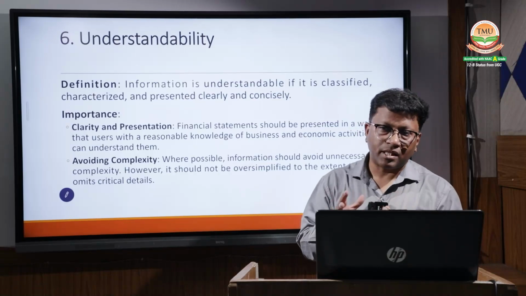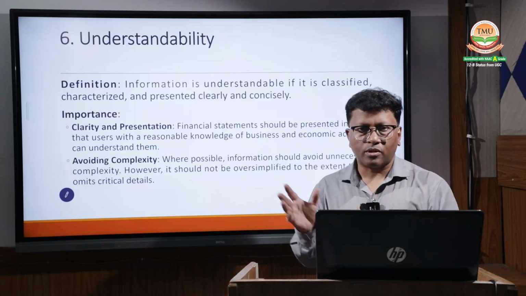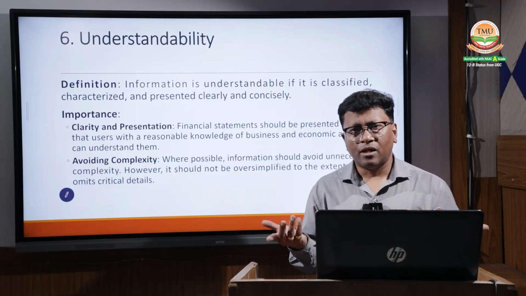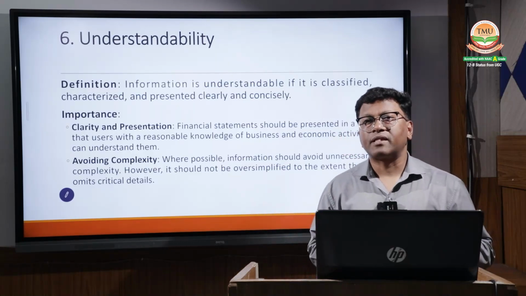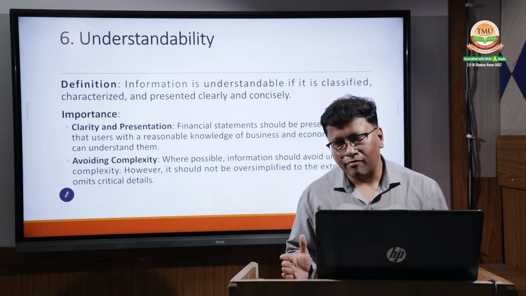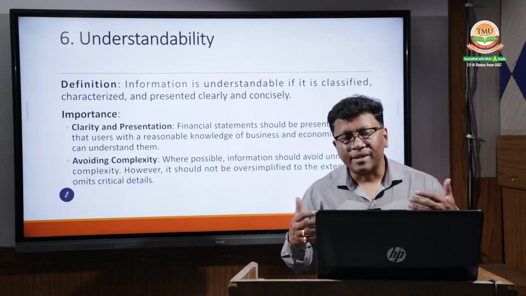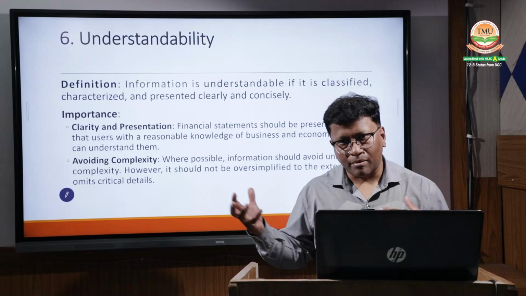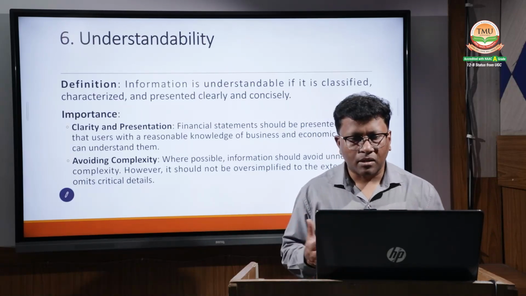Someone is seeking information from the accounting system, but when he or she goes through it, they find difficulty in understanding what exactly the books are saying, right? So information is understandable if it is classified, right? In this order we maintain the ledgers. We are grouping the different accounts in the ledgers, and we are presenting that information in the form of the trial balance. It means we are summarizing the information by taking the ledger balances.